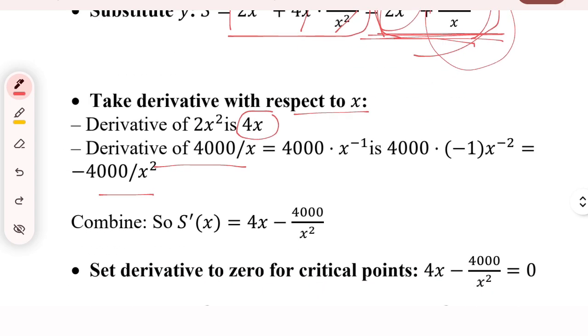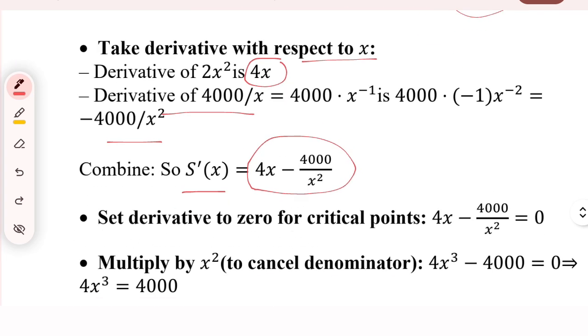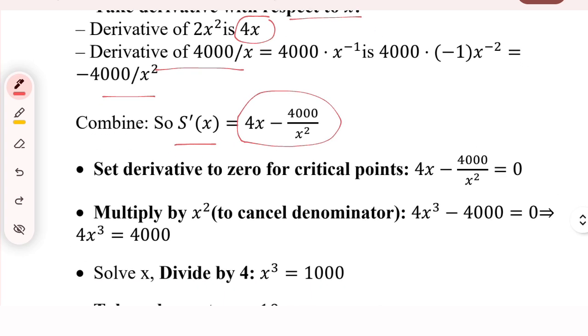And then we will combine both. So this is now the derivative. It's 4x minus 4,000 divided by x squared. And you need to equate it to 0. You set the derivative to 0 for critical points, and usually you can follow these steps. After taking the derivative, you set it to 0 to compute for its dimensions.